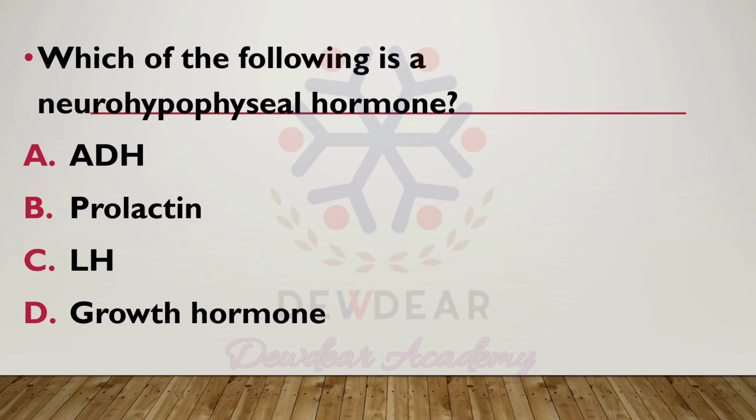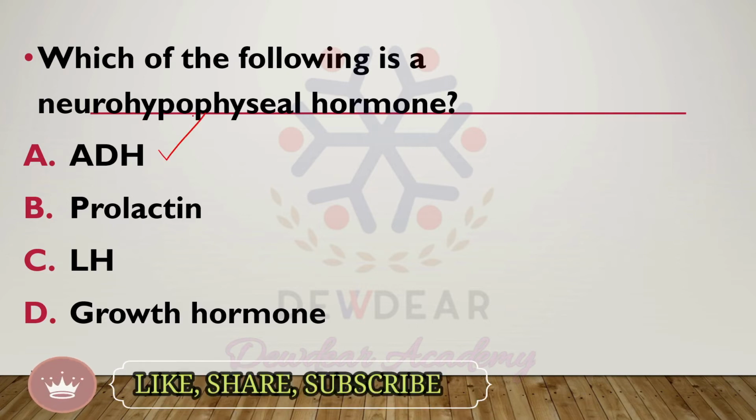Which of the following is a neurohypophyseal hormone? The hormone produced by the posterior pituitary. The correct answer is option A, that is ADH. Anti-diuretic hormone is the correct answer. ADH is a neurohypophyseal hormone.